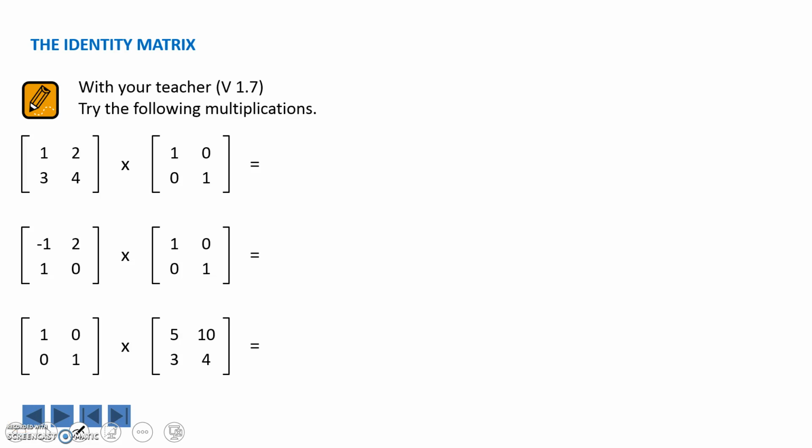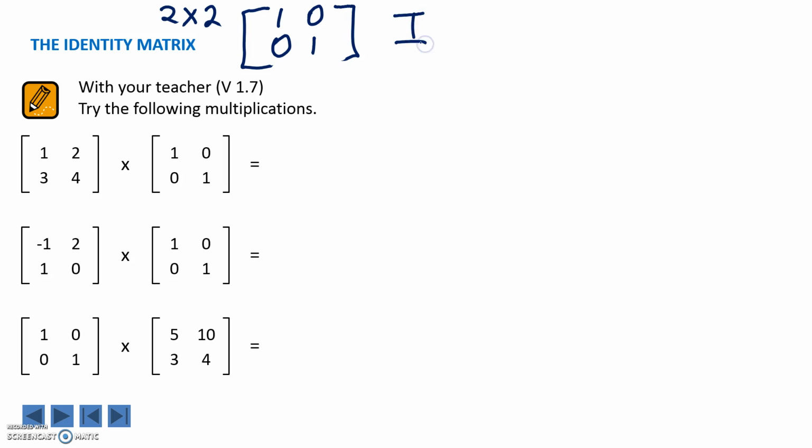We're now going to look at a unique matrix called an identity matrix, and it looks like this. So the first row, if it's a 2 by 2 matrix in this case, will be 1, 0, and then 0, 1 in the second row. The symbol for this matrix is I, for identity matrix.